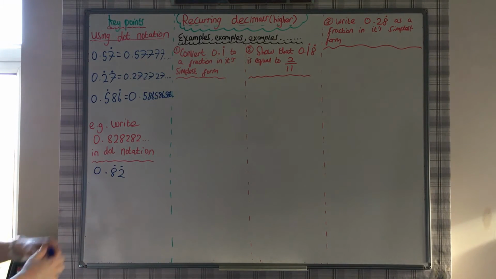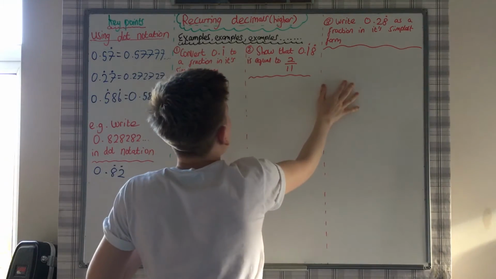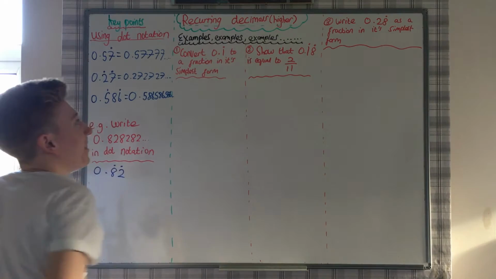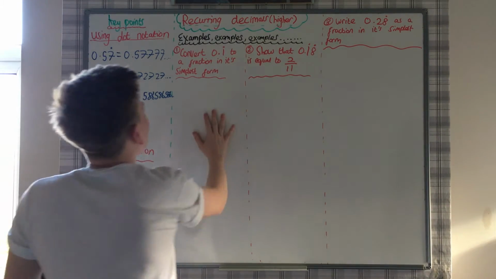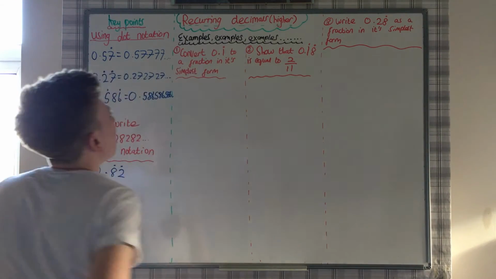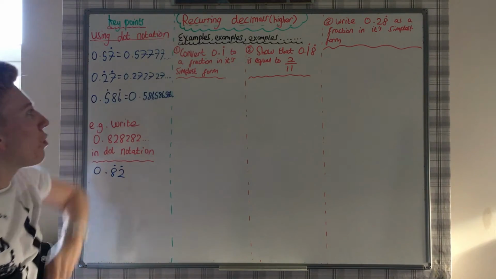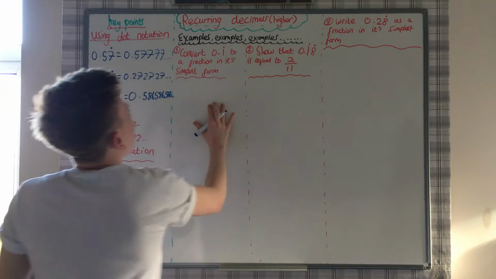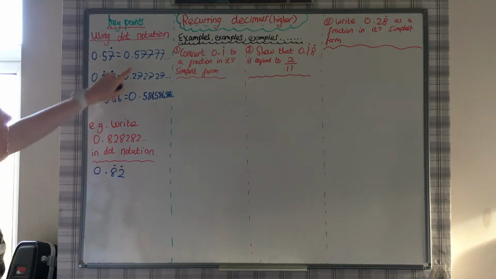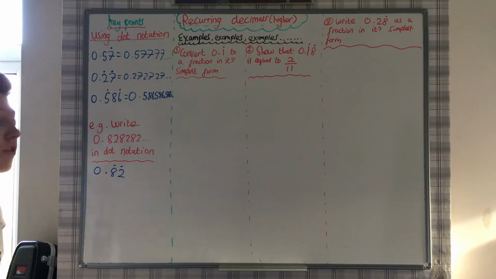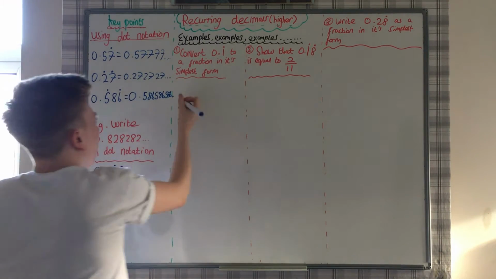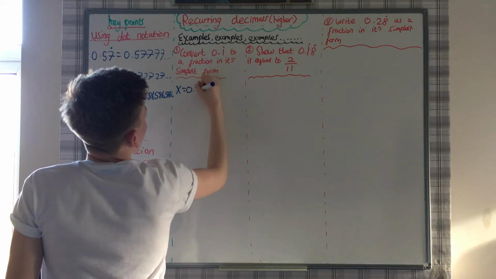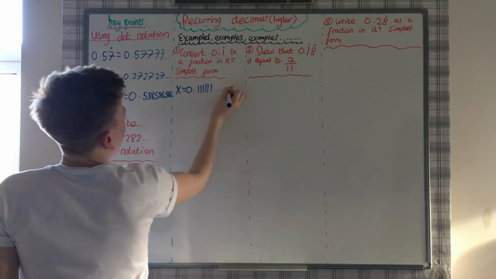Now, we're going to go through some examples, and we've got 3 here to go through. We have to convert 0.1, where the 1 is the recurring value, to a fraction in its simplest form. Now the way we do this is we write this, first of all, in decimal notation. So we say x is equal to this, which is 0.111111, and so on and so on.